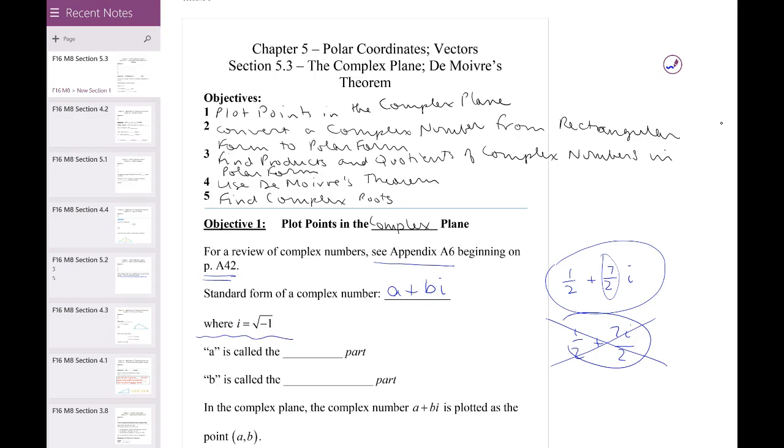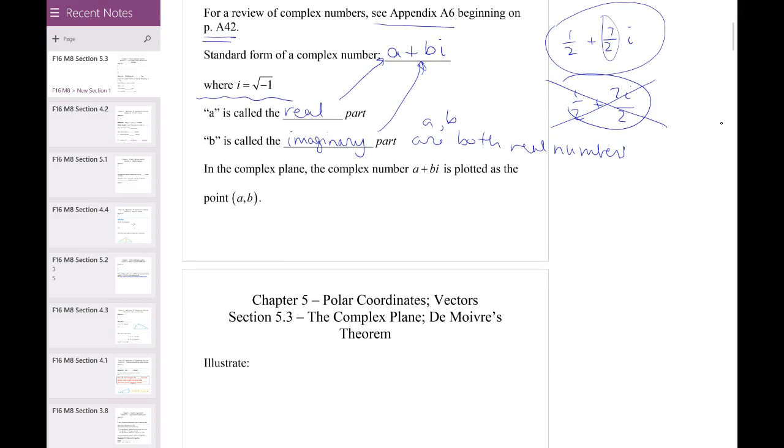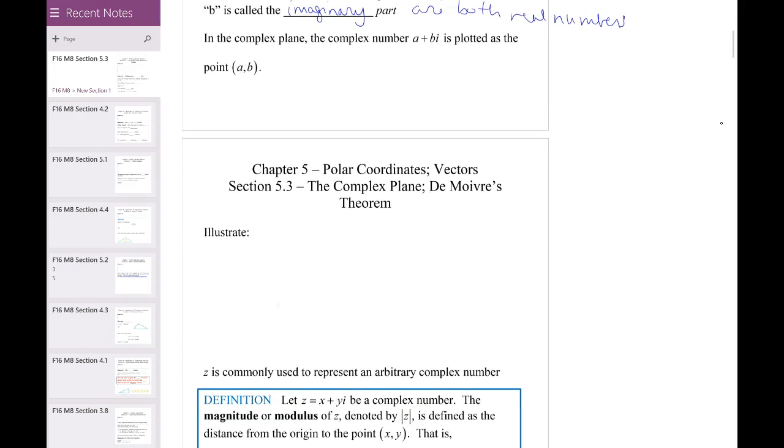So the number i is the square root of -1, and you should have seen this before. If you haven't, then you're going to have to learn it really quickly. a is called the real part, and b is called the imaginary part. So a and b are both real numbers, but when you put them together and say a plus bi, then that is a complex number. So in the complex plane, the complex number a plus bi is plotted as the point (a, b).